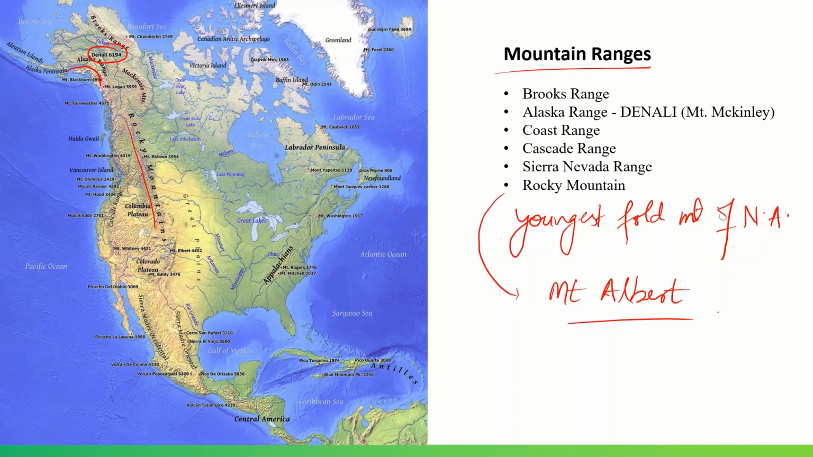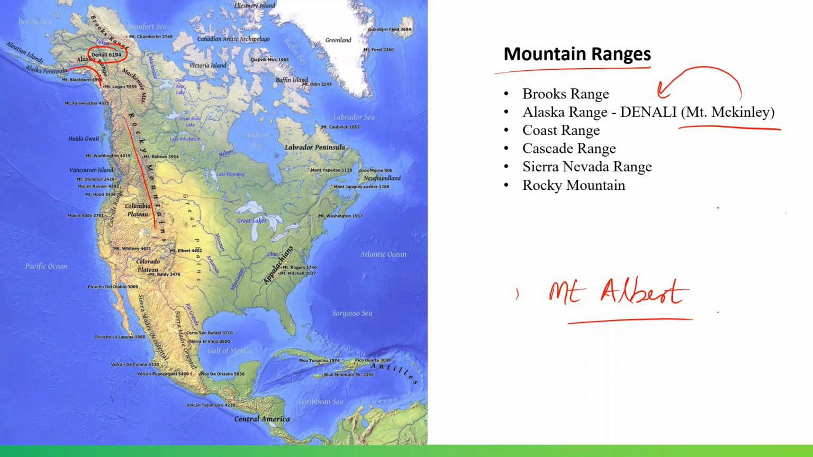So the question might confuse you. If the question asks you to tell the highest peak of North America, then your answer would be Denali. And if the question asks which is the highest peak of the Rocky Mountains, then your answer would be Mount Elbert. Now the fact about Denali is that Denali was previously known as Mount McKinley. Coming to some more ranges of North America. First, here you can find the Brooks Range.